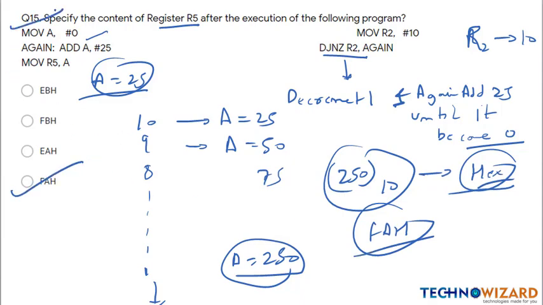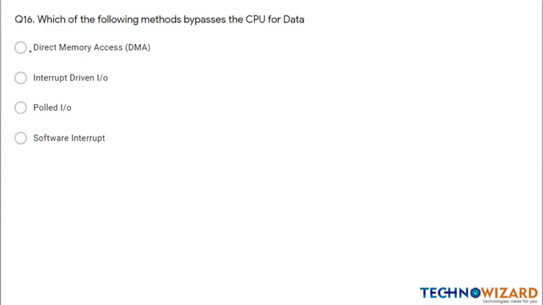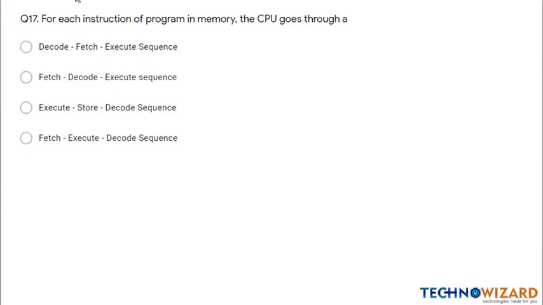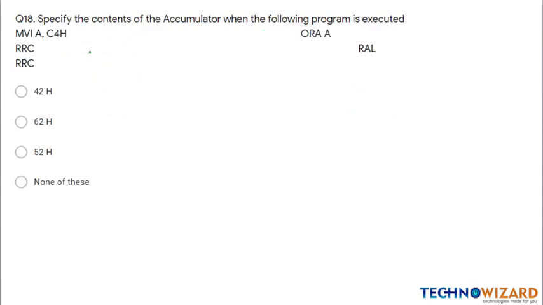This question is very important from the ISRO exam point of view. Okay. Question number 16. It is a memory based question. Which of the following methods bypasses the CPU for data? That is the direct memory access. Okay. This is also a memory based question. For which instruction of program in memory the CPU? First, CPU will fetch the data, then decode the data and then it will execute. Therefore, option B is the correct answer.